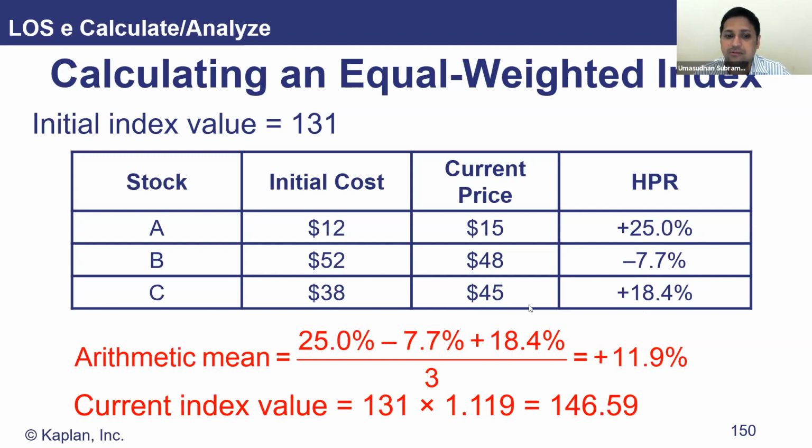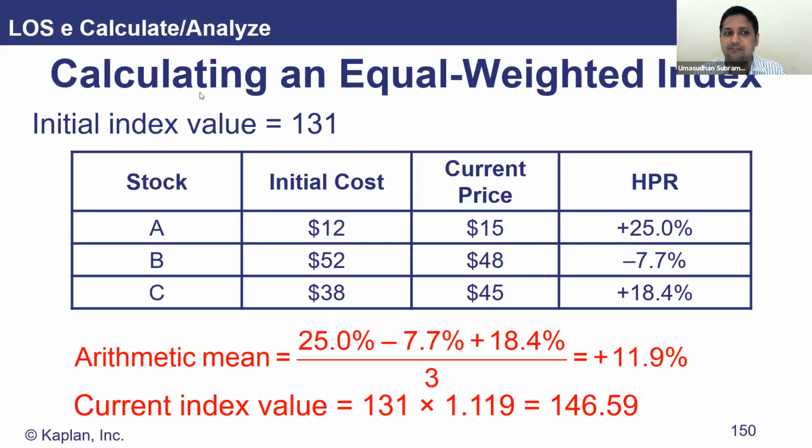Then what we are going to do is get an arithmetic mean. The arithmetic mean is a simple mean, so we just add all of them: 25 minus 7.7 plus 18.4, divided by 3. That's going to be the average return of a stock in the market, equally weighting them. Why equally weighting? Because we are dividing by 3. So that's equal weighting, right? That gives 11.9.